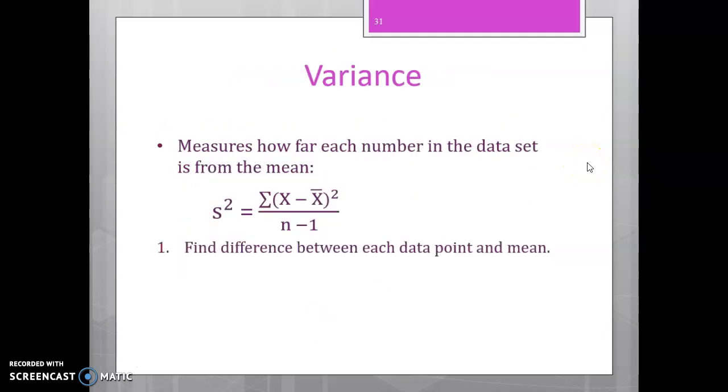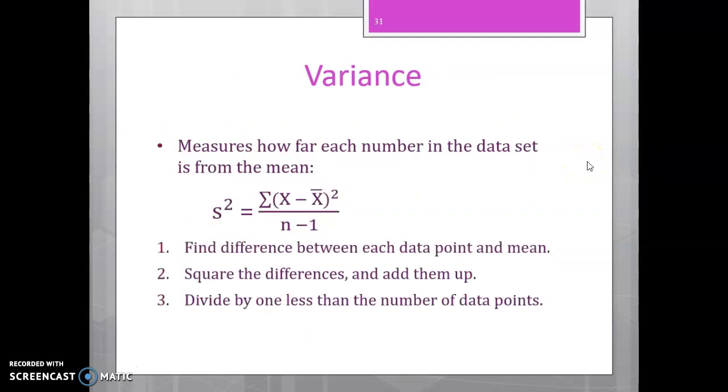I'm sorry, it was variance. Now, variance measures how far each number in the data set is from the mean, S squared. Now, there's no way that I'm going to have you calculate this. Again, your Excel spreadsheet, whether or not you have QI Macros, has all of these. It'll be under the statistical calculations and the statistical tools.